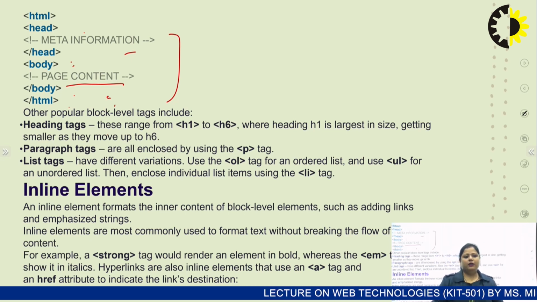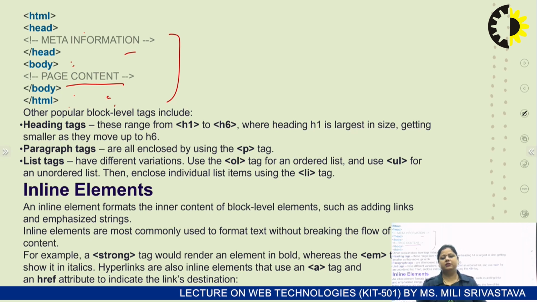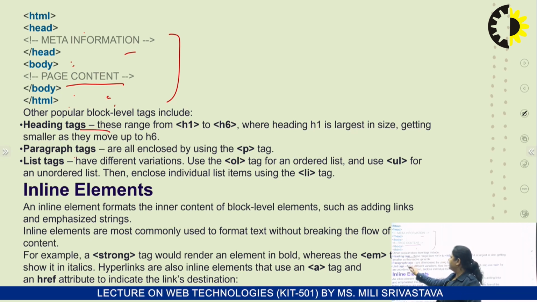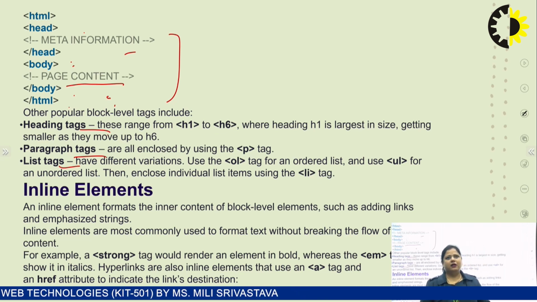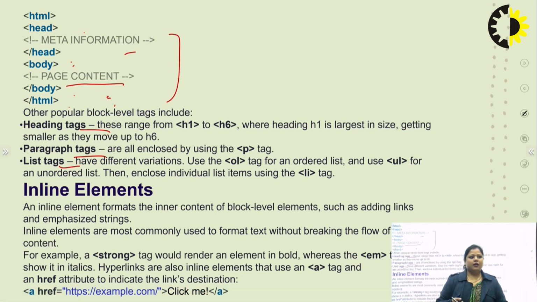Now other popular block level tags are also included, such as heading tags, paragraph tags, and list tags. In heading tags, in a single page we can create many headings, like heading 1, heading 2, heading 3, 4, 5, 6. These range from H1 to H6, where H1 is the largest in size, getting smaller as they move up to H6. So H1 is the largest and H6 is the smallest heading size.